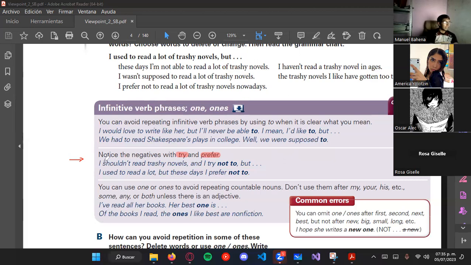So it says, like on this sentence, I shouldn't read trashy novels, and I try not to. All right, I try not to. Okay, we often use these words, both try and prefer, with negative forms. All right, with negatives like this. Try not to. Prefer not to. Okay, like this. I shouldn't read trashy novels. No debería leer novelas basura. And I try not to. E intento no hacerlo. I try not to. Okay?